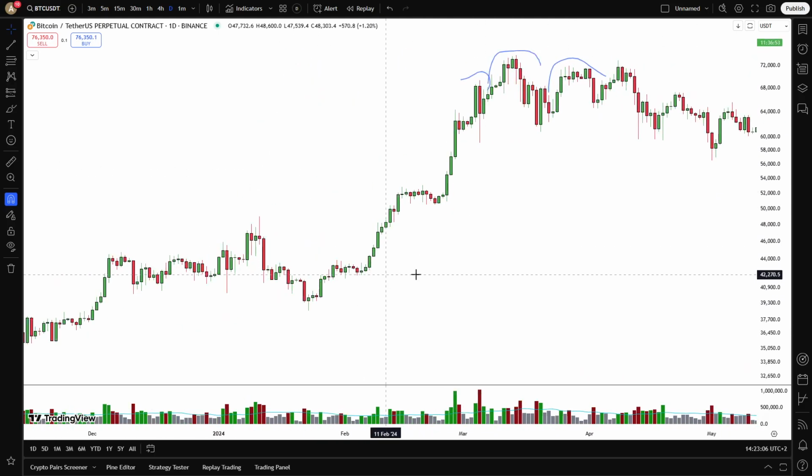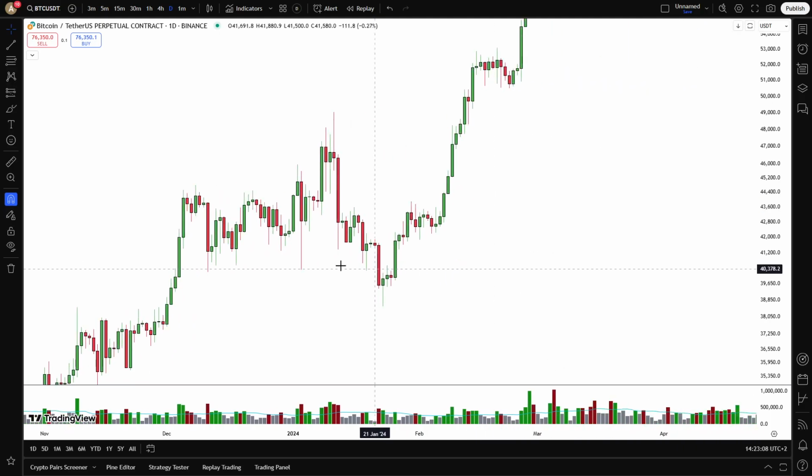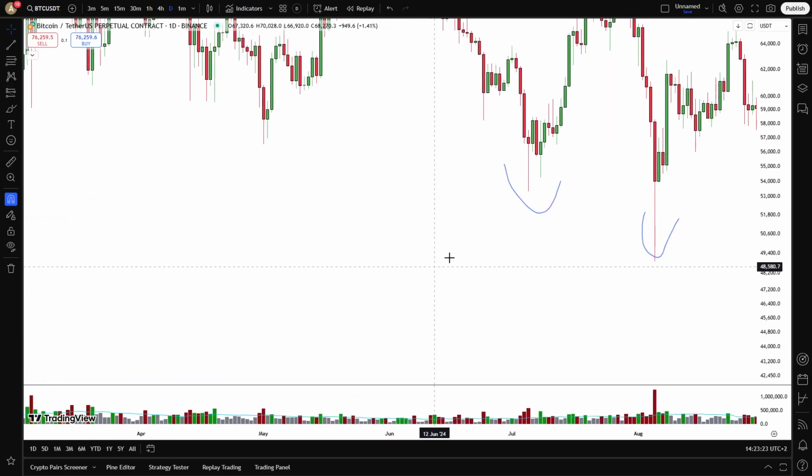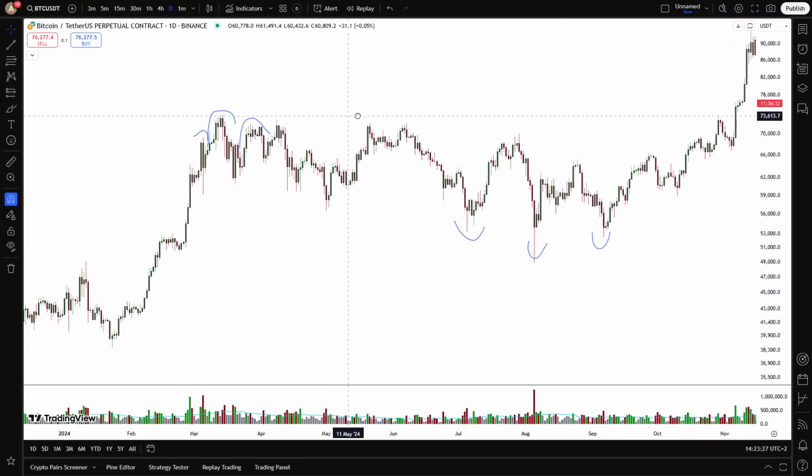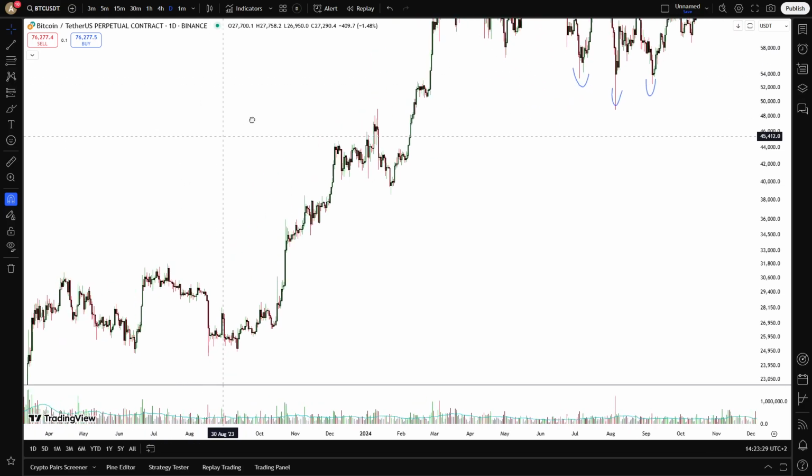Here again. You have your wick being made. You sweep that wick and you create a higher low. Okay? This is the simplest way to explain this pattern. It is, as most people I think can see, based on the head and shoulders pattern.